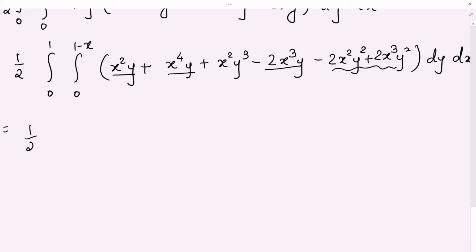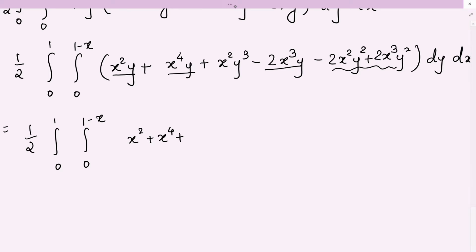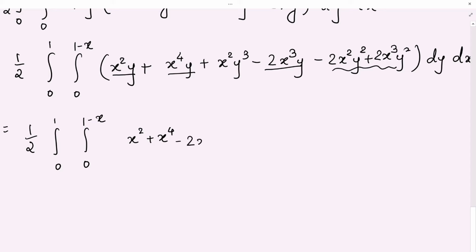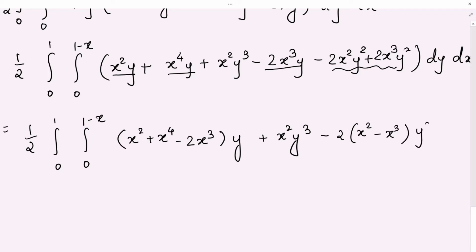So that will be 1 by 2 and then I'll integrate later. 0 to 1, 0 to 1 minus x. I'll have x square plus x raised to 4, minus 2x cube y. So I've taken y common from the terms. This next term will be alone. And the other term, minus 2, you can take common. So that will be x square minus x cube, y square, dy dx.